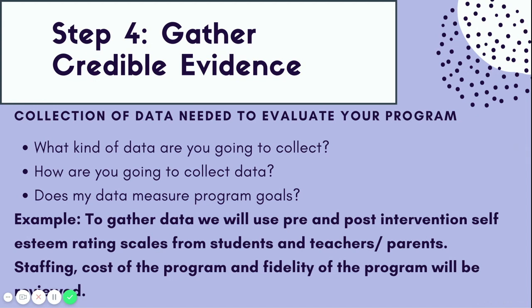So given our example of the girls' social skills group, to gather data in this step, we are going to use pre and post intervention self-esteem rating scales. So these are going to be given to the participants in the group. So we will give them a self-esteem rating scale before the 8-week session and then after the 8-week session. The goal would be to see improvement from the pre-test to the post-test. Also, whoever referred the student to this group, whether it be teacher or parent, we are also going to do pre and post-test surveys for them as well.